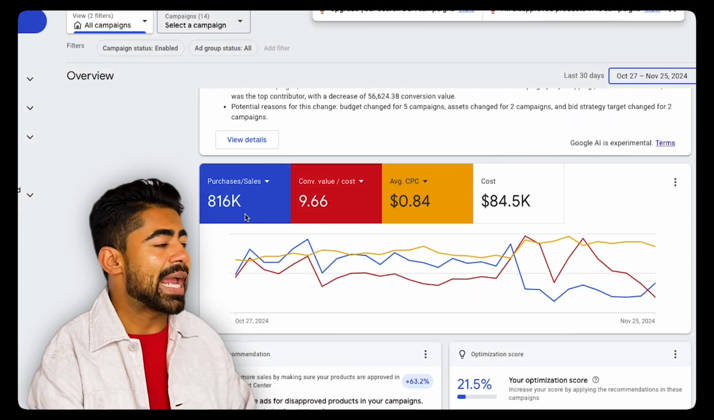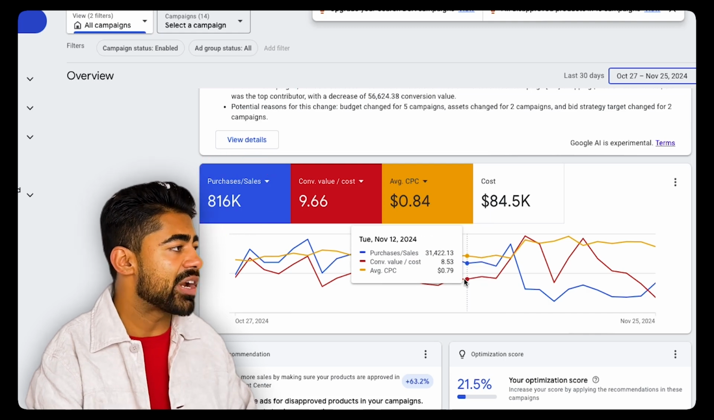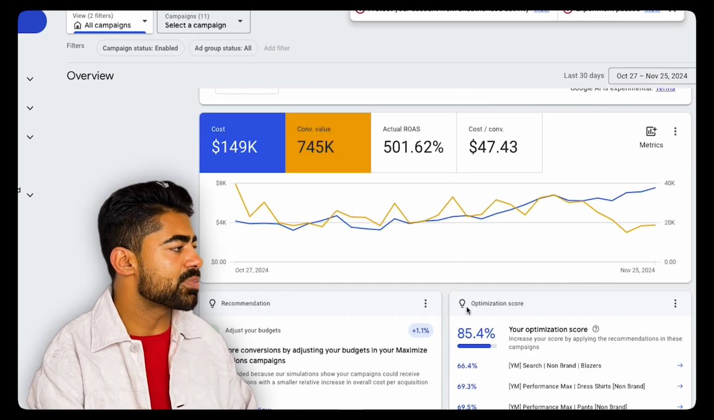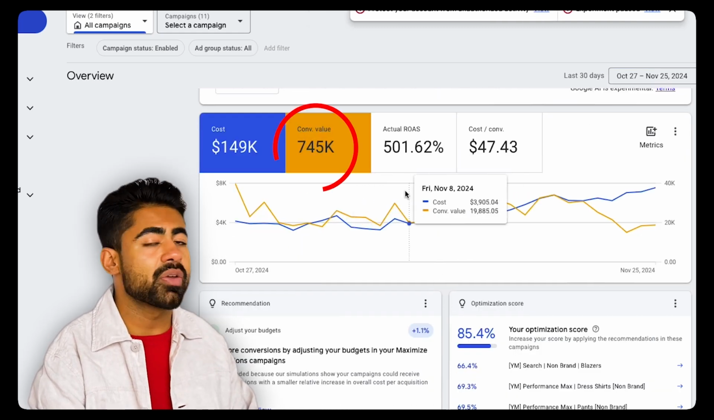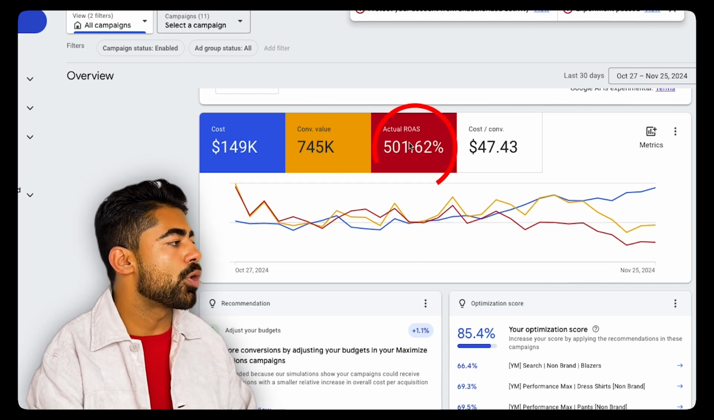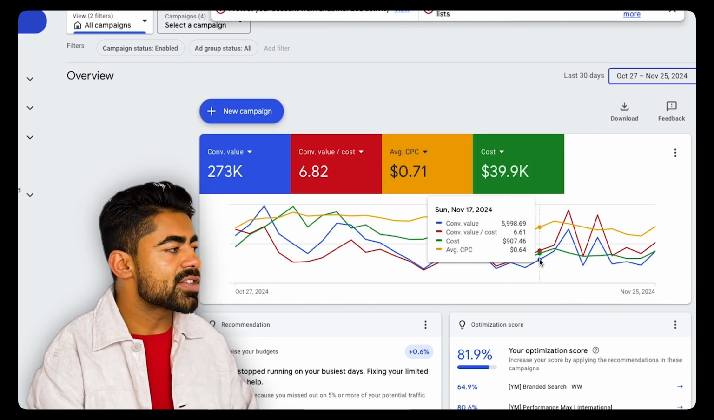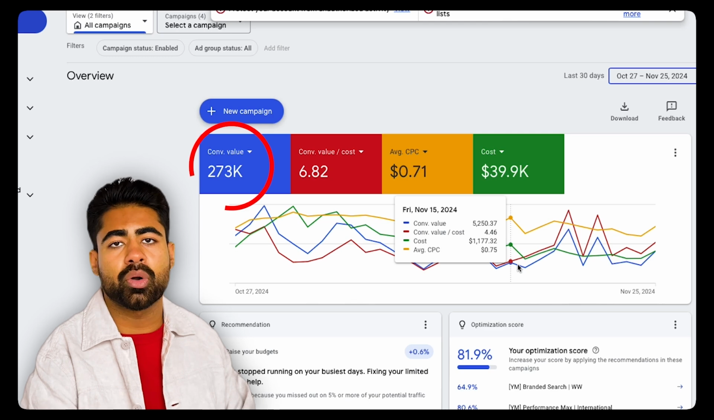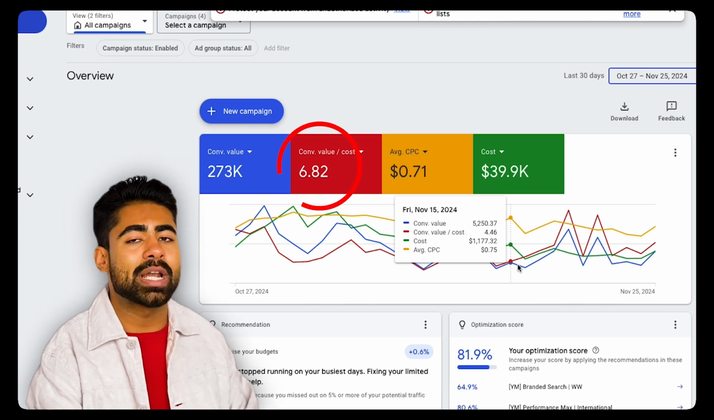like this one where it went to $800,000 per month in revenue just in a 30-day period, or this brand right here where we're scaling it to $745,000 per month at a 5.01x ROAS, or maybe this brand right here which is scaling to over $250,000 right now at a 6.82x ROAS.